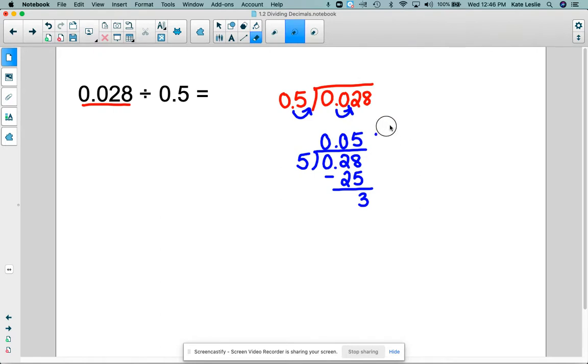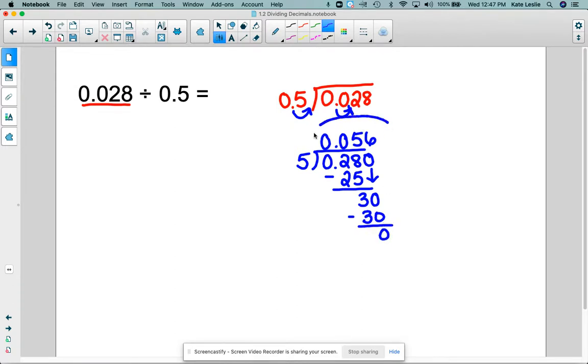Also, a common mistake kids make is they think that they can just take this remainder and pop it up into our quotient. That is incorrect as well. What you need to do in this situation is we can add a 0 into our dividend, bring it straight down, and then we can finish our division. So we have 5 goes into 30, 6 whole times. 6 times 5 is 30 to finish out our problem with a remainder of 0. So our final answer is 0.056.